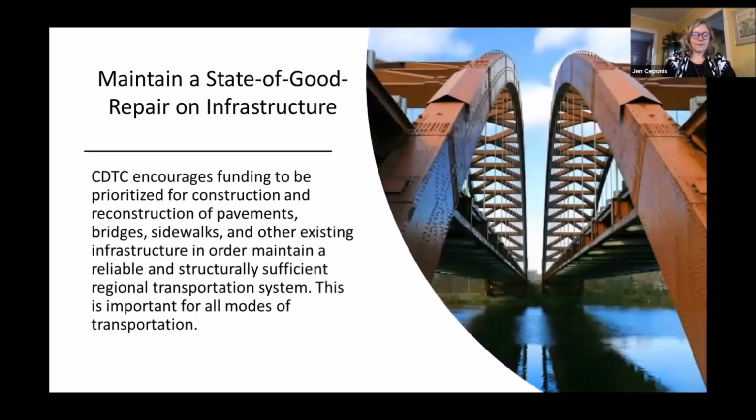So our highest priority is maintaining a state of good repair, which means CDTC encourages funding to be prioritized for construction and reconstruction of pavements, bridges, sidewalks, and other existing infrastructure in order to maintain a reliable and structurally sufficient regional transportation system, which is important for all modes of transportation.